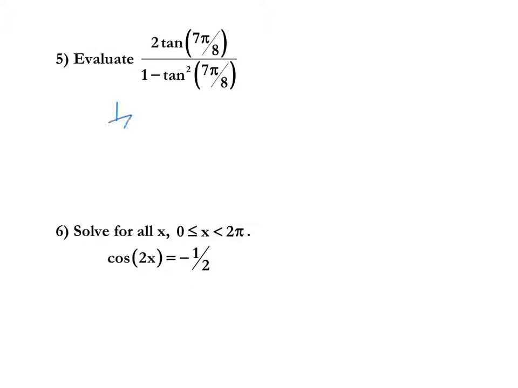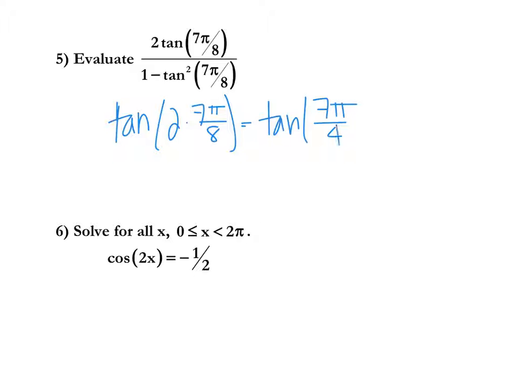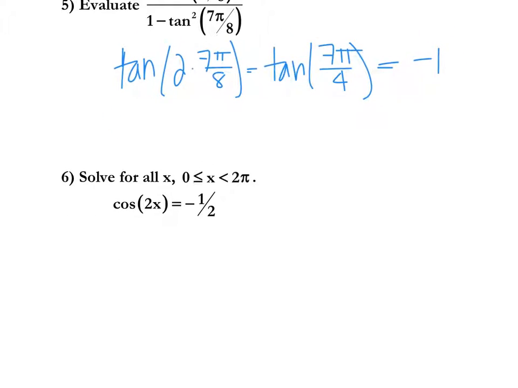So tangent of 2 times 7 pi over 8 gives me tangent of 7 pi over 4. Notice that multiplying by 2 got us back onto the unit circle. And then 7 pi over 4 is in quadrant 4, so that's negative 1. All right, we are going to skip number 6. Woohoo! And let's go to number 7.